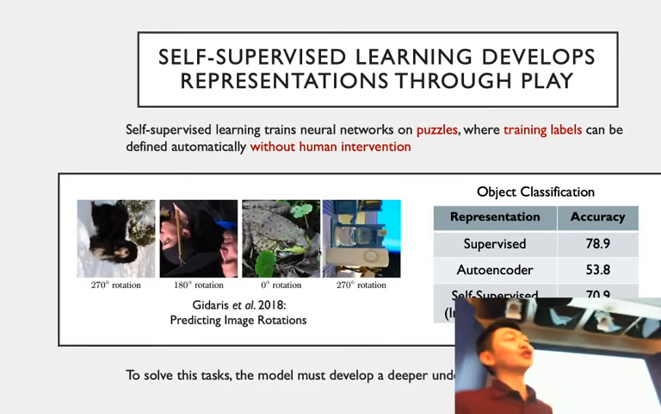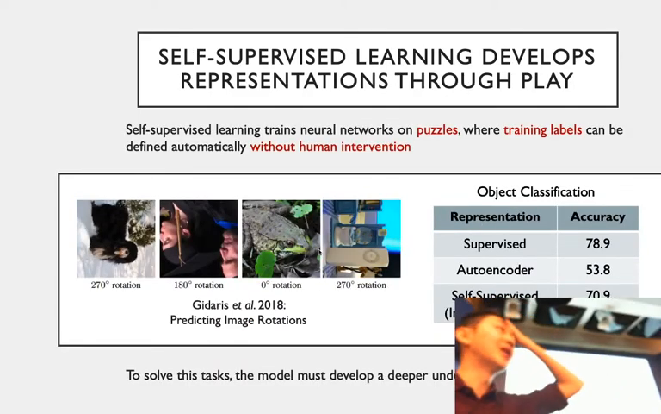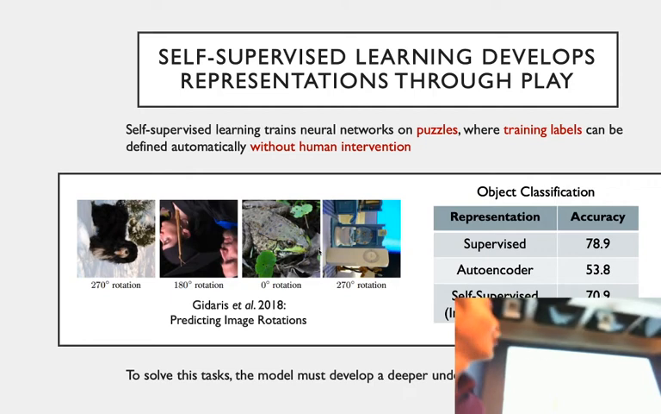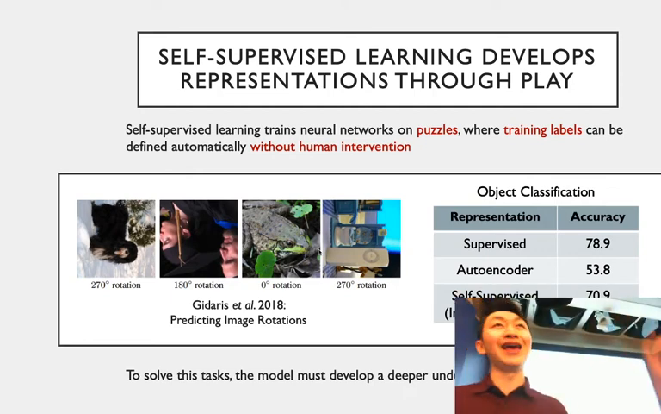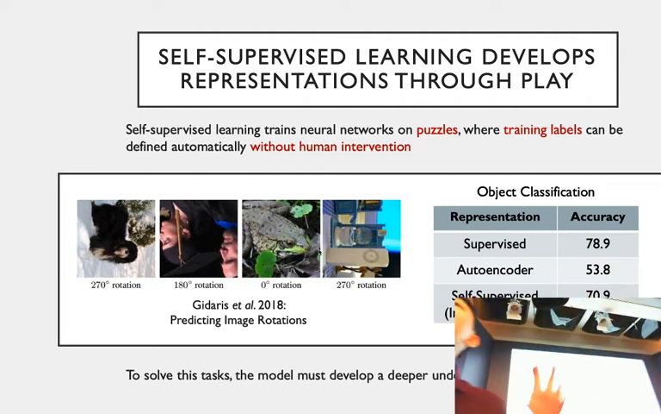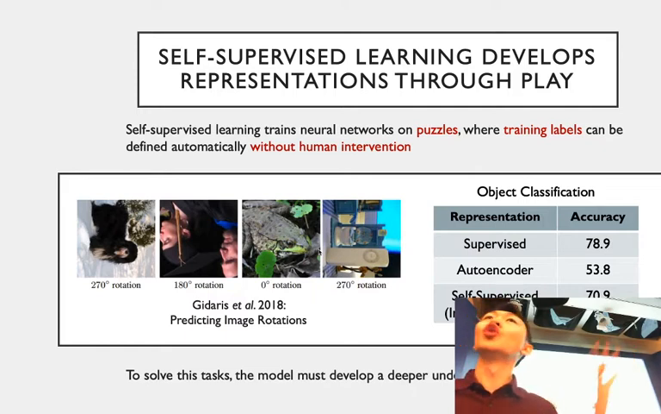To address this question, we started looking at recent insights in what is called self-supervised learning. The idea is that self-supervised learning trains neural networks on puzzles where training labels can be defined automatically without human intervention. One great example of a self-supervised method is shown here. It asks the model to predict how much an image has been rotated by. Rotating an image is something a computer can do on its own, right? So you don't need a human in the loop to generate training data.